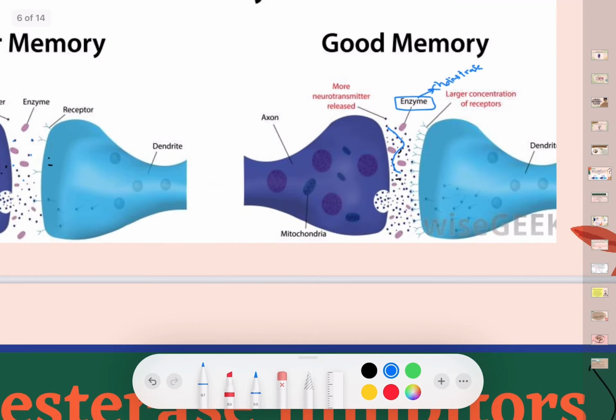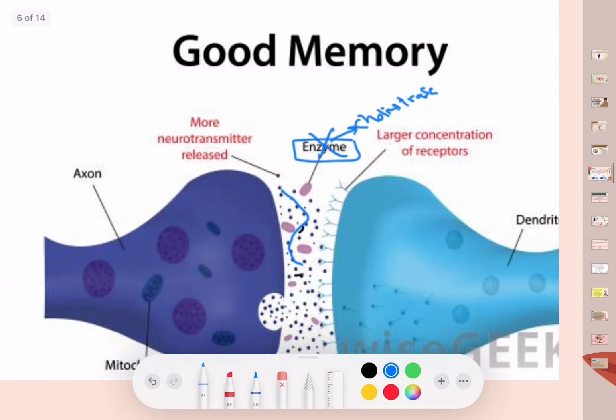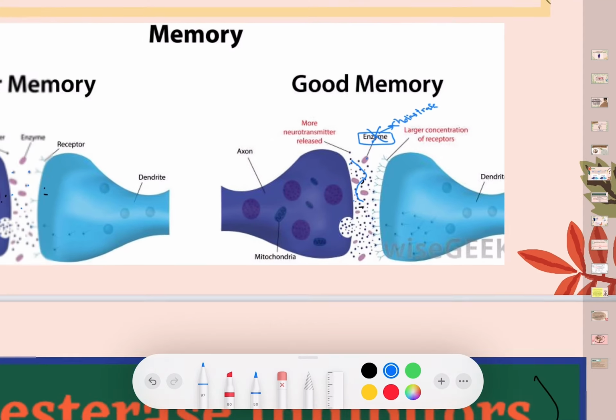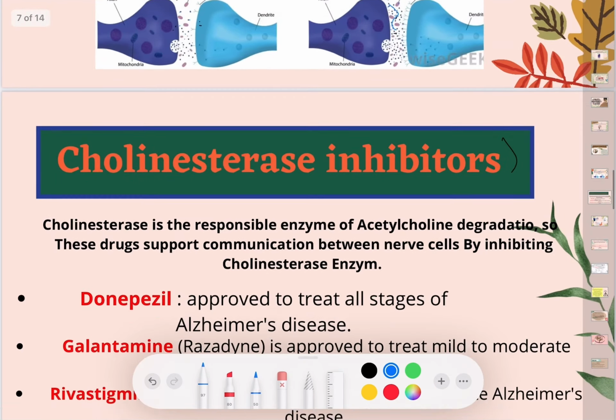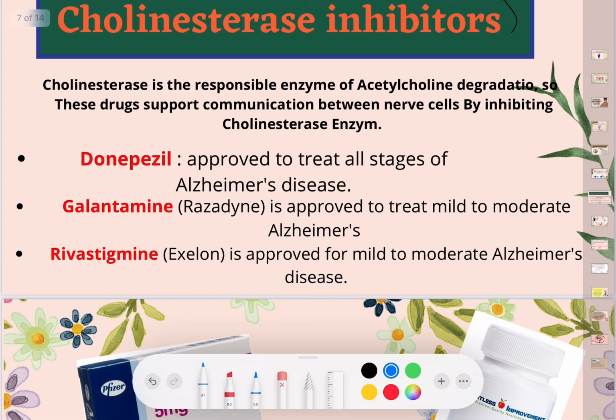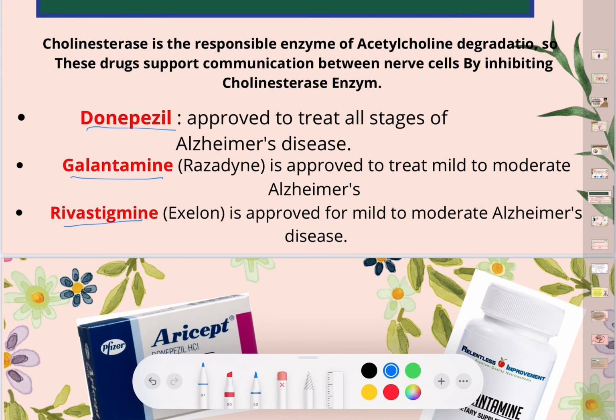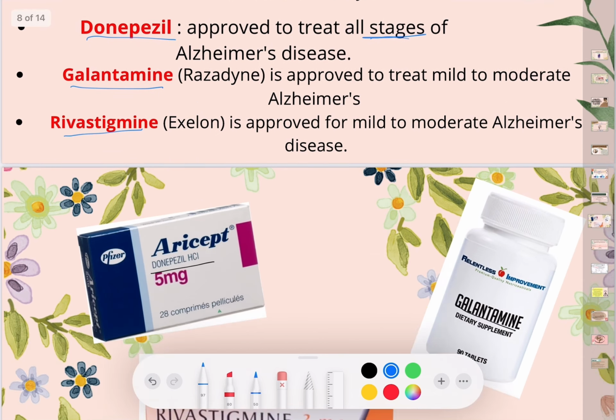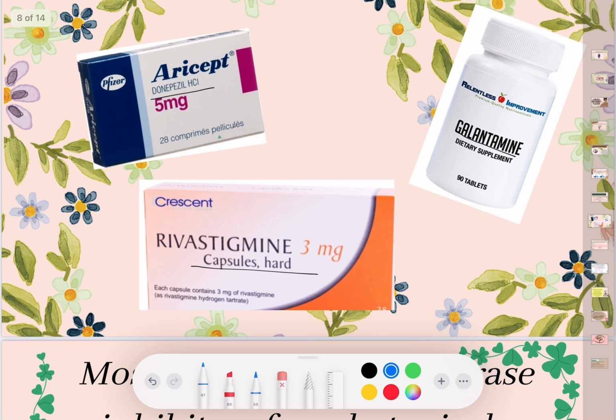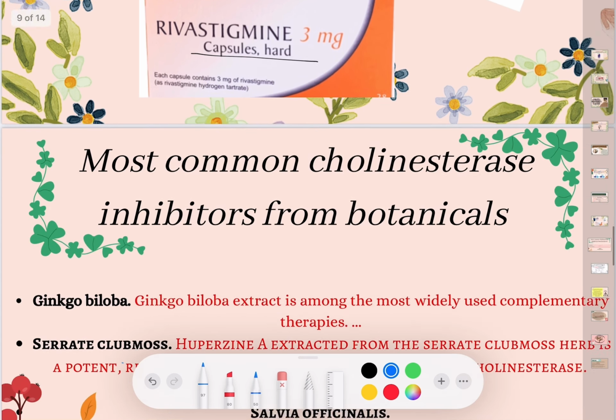And when we use the drugs that inhibit this enzyme that breaks down this neurotransmitter, we call them cholinesterase inhibitors. Like for example, donepezil, galantamine, rivastigmine, all these are cholinesterase inhibitors that treat the stages of Alzheimer disease. And here's the picture of them. We can find them in any pharmacy.